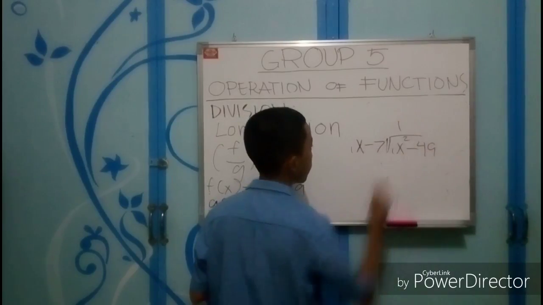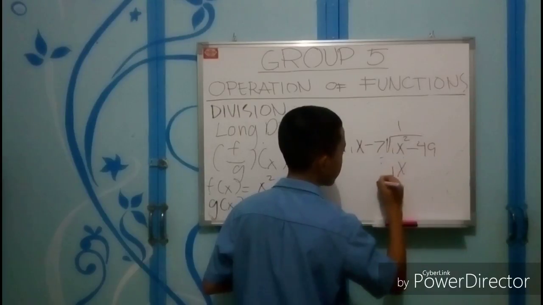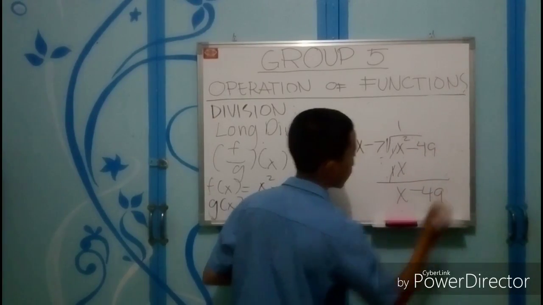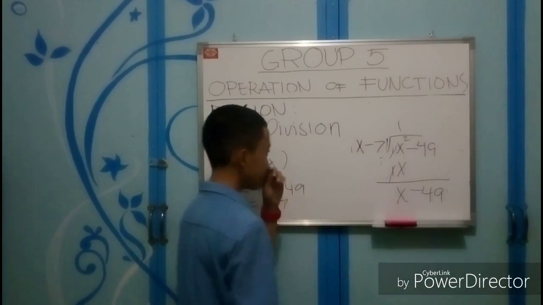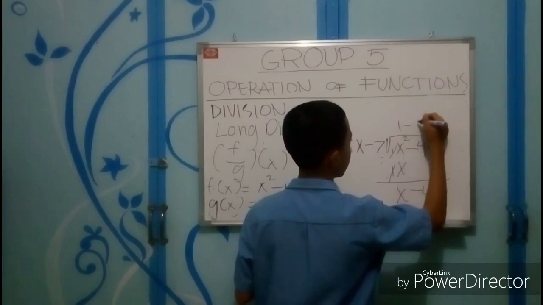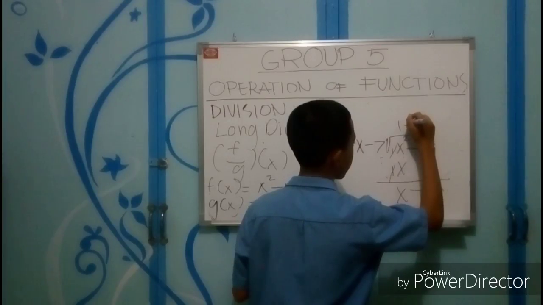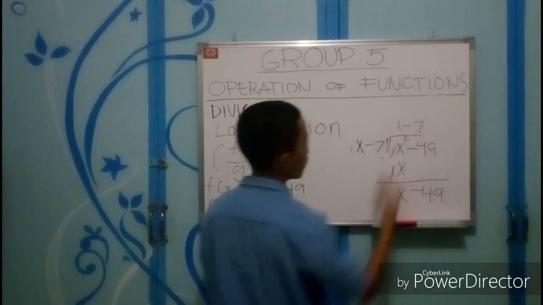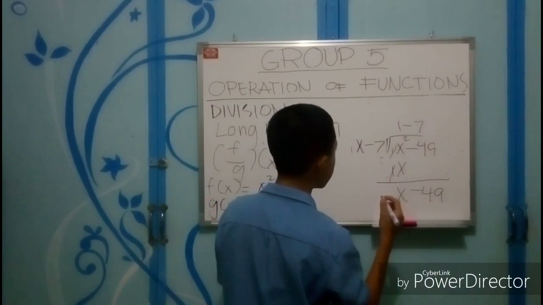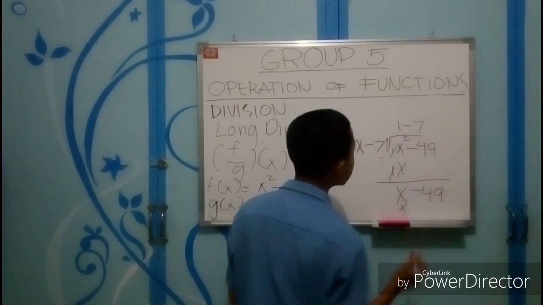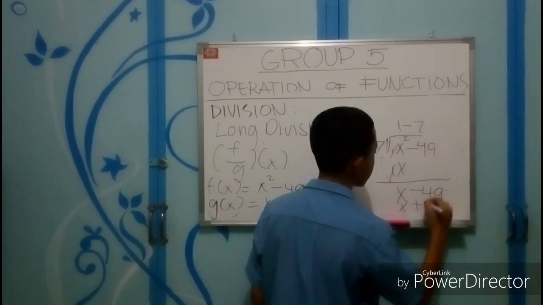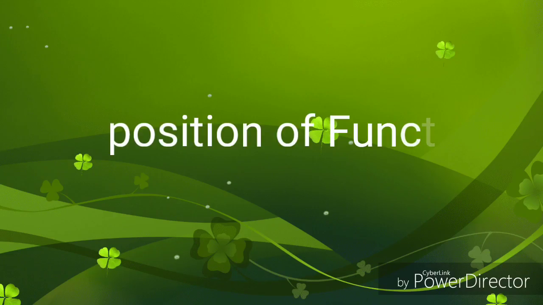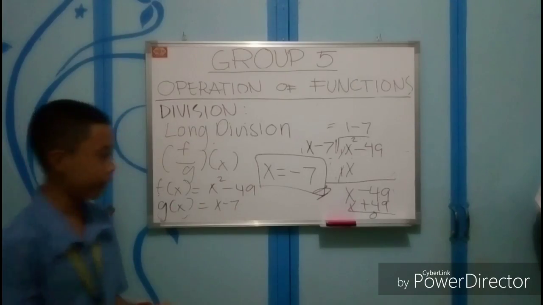1 divided by 1, I take 1. 1 times 1, minus, cancel out. Give me 1. X squared minus 49. How to divide? 49 divided by 7. So, I got 7. Give me plus 7. Negative 7 divided by 7. X times 1, x, negative 7 times negative 7, plus 49, plus 0, that's the answer, x plus 7, and that's all, thank you.